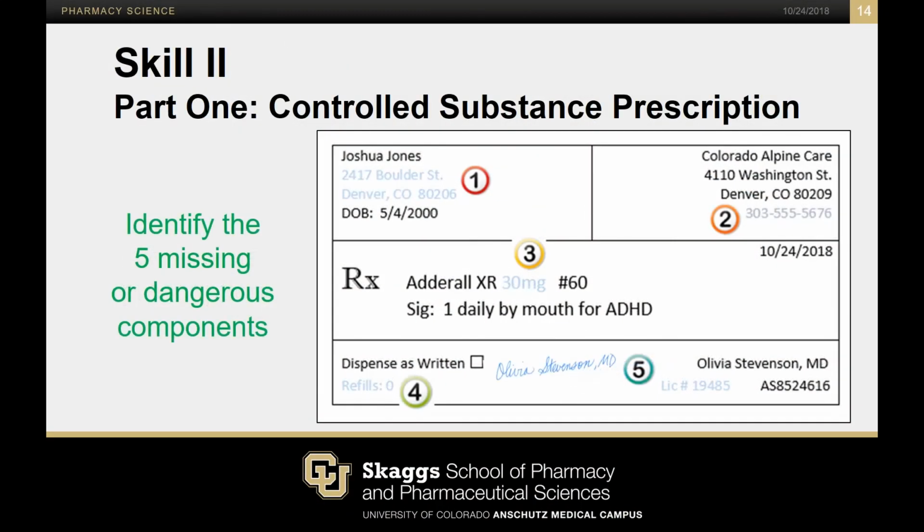The prescription in the scenario will have missing information. Competitors must know all the required components of the prescription in order to identify which components are missing. The prescription verification form will be scored by the judges using the points indicated.